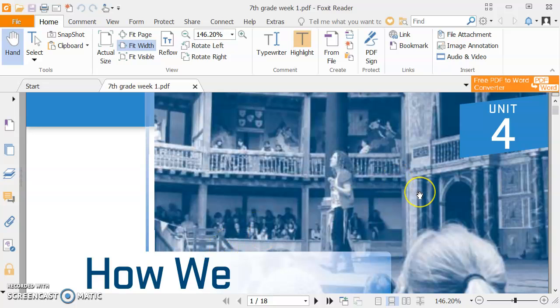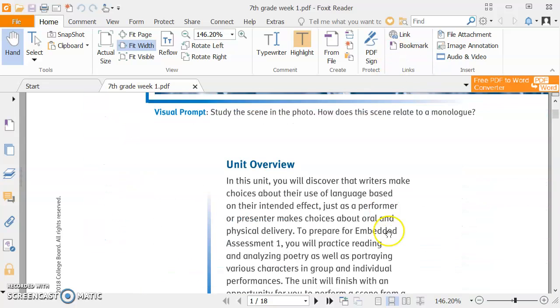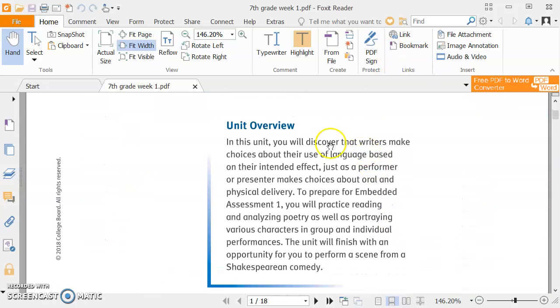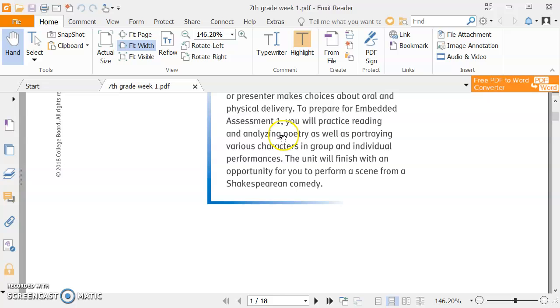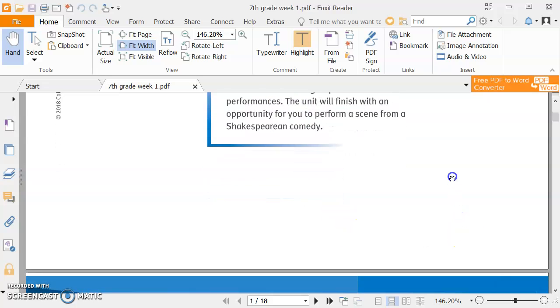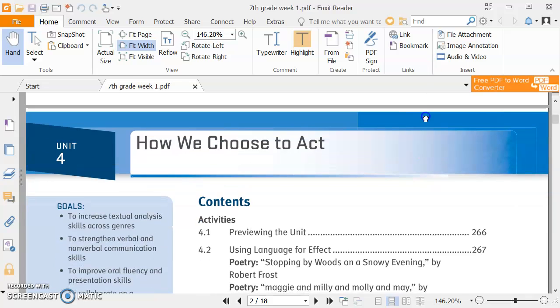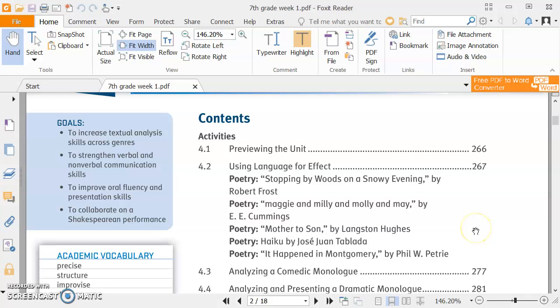So, what should open once you download is Unit 4, How We Choose to Act. You're going to be learning about the choices that writers make with their language in order to create an intended effect, as well as the way a presenter or speaker delivers information. We're going to also analyze poetry as well as various characters, and there will also be a little bit of Shakespeare in this, which the story you guys are going to be reading is a lot of fun.